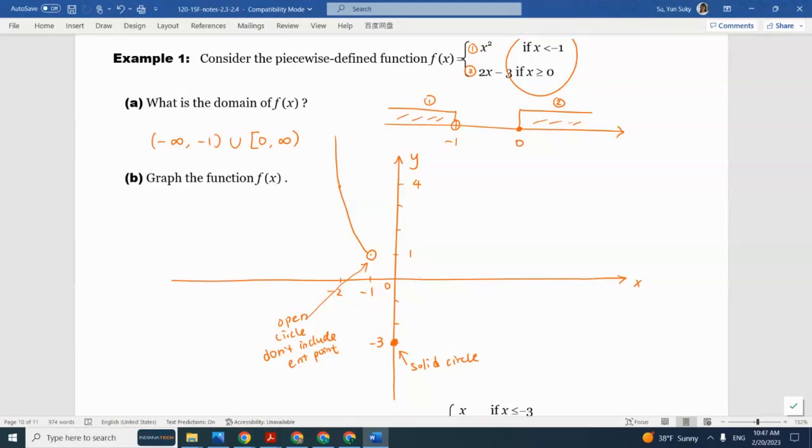Let's plug in. How about when x is 1? 2 times 1 minus 3 is -1, right? Oh, -1, which is right here. And 2 points fixed a line. Connect them. And we get the graph. Okay, everybody? So we plug in the endpoint and then graph together.